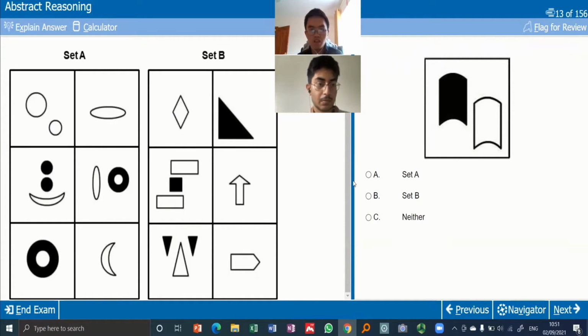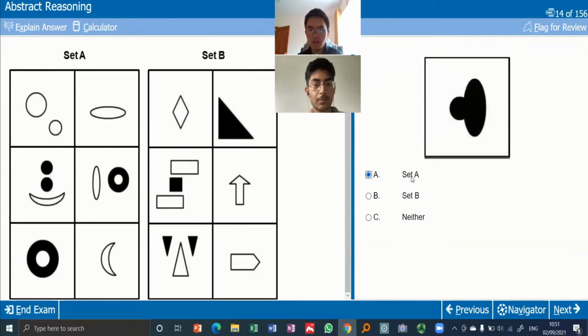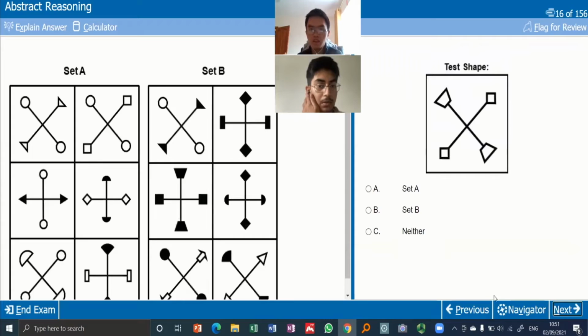There's not really any sort of correlation between what makes them black and what makes them white. This would be neither. This would be A, and this would be neither. Yep, that's quite a simple one.